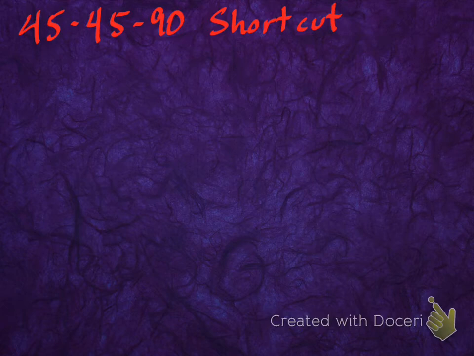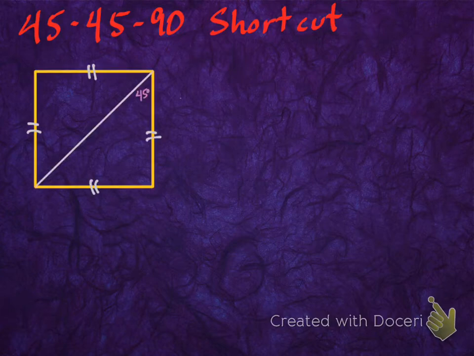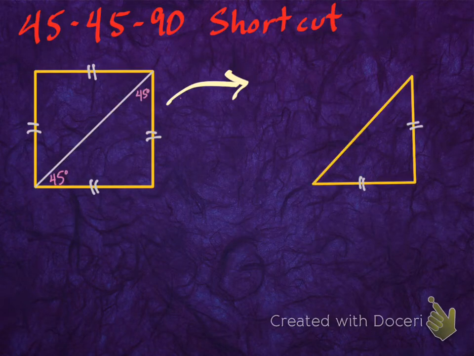And it also comes from a different shape, one that you're also very familiar with. It comes from a square. If you take a square, all four sides are the same length, and if you divide that square diagonally, you get two 45-degree angles. And so that's where our 45-45 right triangle comes from: dividing a square in half.